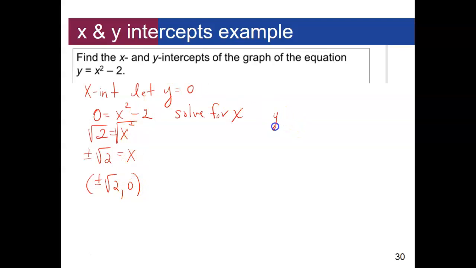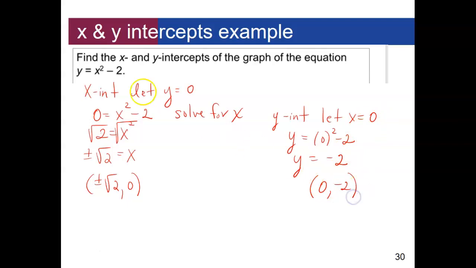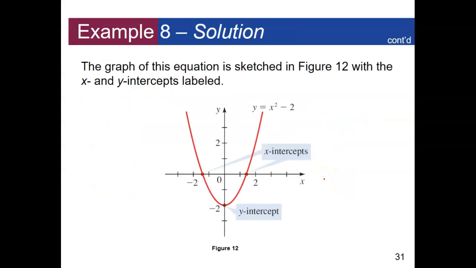If we look over here and find the y-intercept, our procedure for that is to let x equal 0. Okay, so to do that, we're going to have y equals 0 squared minus 2. So we're going to get y equals negative 2. So the coordinates then are x is 0, y is negative 2. So this particular graph had 2 x-intercepts and only 1 y-intercept. Here's a sketch of the graph, and you can see that it crosses the x-axis in 2 places, crosses the y-axis in 1 place. So 2 x-intercepts, 1 y-intercept.